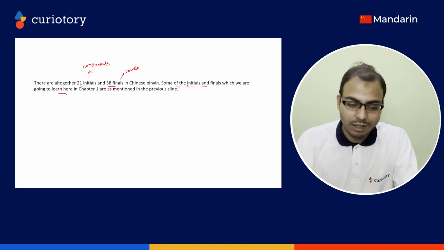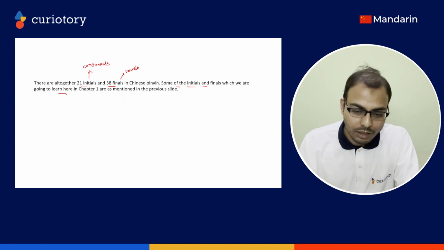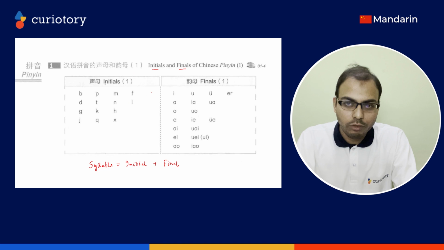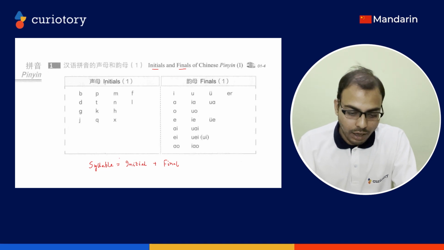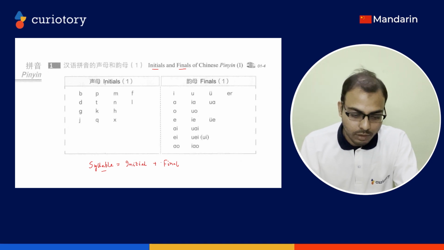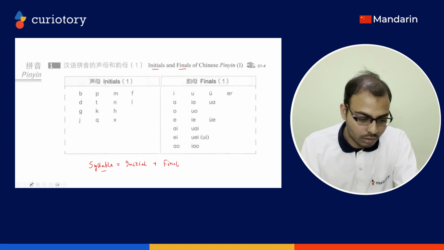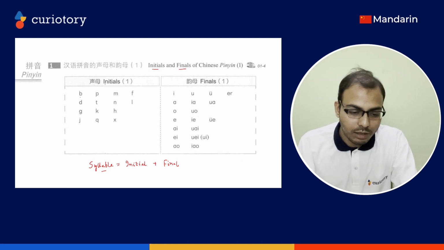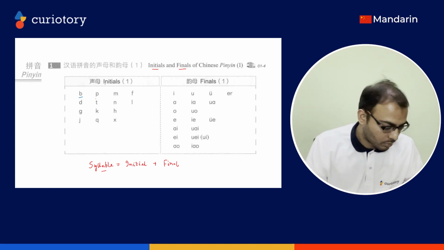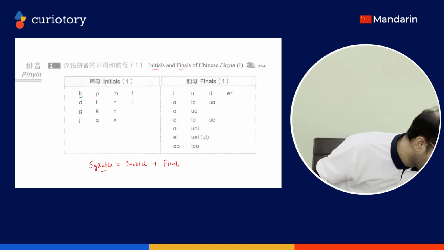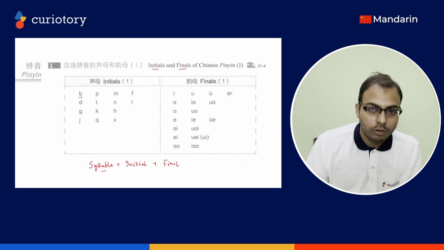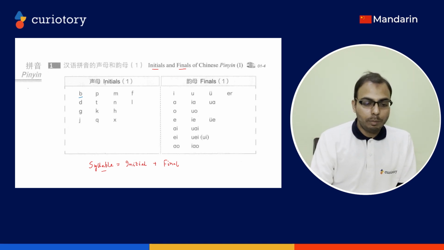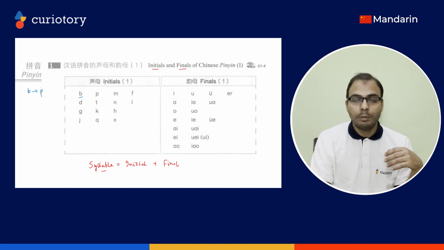Some of the initials and finals which we are going to learn here are as mentioned in the previous slide. Out of the 21 initials and 38 finals, we are going to learn about some of them. As I already told you, a syllable is made up of an initial and a final. Now what is the first initial? B. And how to say it? The rule for B is like P. So in Chinese, B is like P.